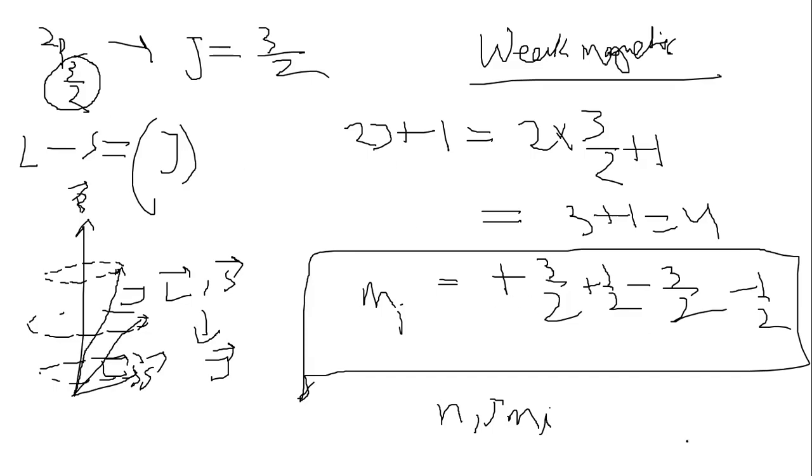So in a weak magnetic field, the total angular momentum has meaning, and L and S are of less importance. So in a weak magnetic field, the energy level 2p3/2, having J value 3/2, will get split into 4 levels, each having different mj values, which are these 4 values: plus minus 3/2 and plus minus 1/2. So basically, this is the total question.